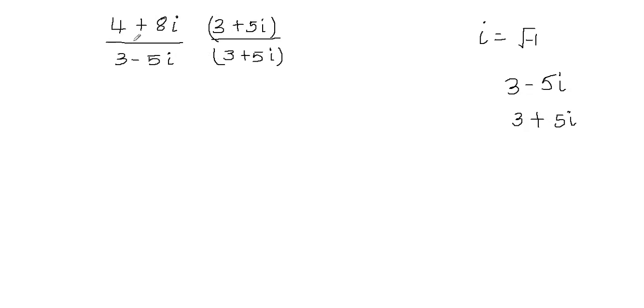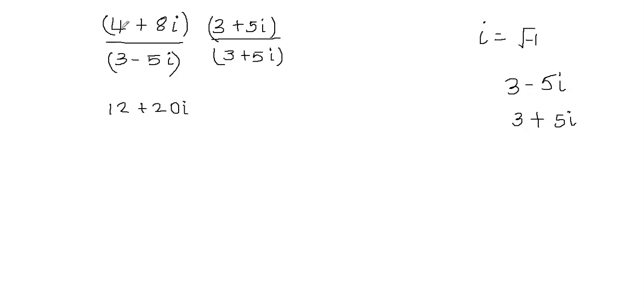Now all I need to do is to multiply the binomials. I have to multiply 4 plus 8i by 3 plus 5i, and 3 minus 5i with 3 plus 5i. And we're going to use the FOIL method to multiply the binomials. So first of all, I'm going to multiply 4 with 3, and then I'm going to multiply 4 with 5i. So 4 times 3 gives me 12, and then 4 times positive 5i will give me positive 20i.